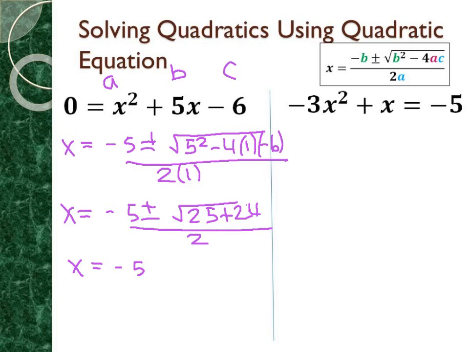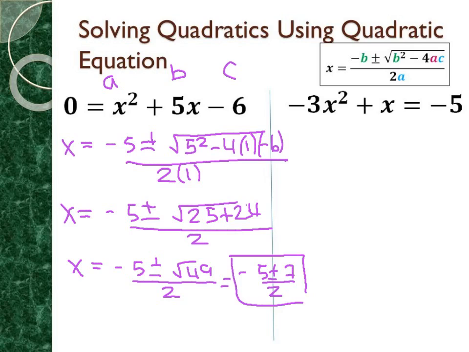And that simplifies to 49. And the square root of 49 is 7. So looking here, negative 5 plus or minus the square root of 49, or just 7, divided by 2. And so we can leave our answers either like this, or we can notice our two solutions.